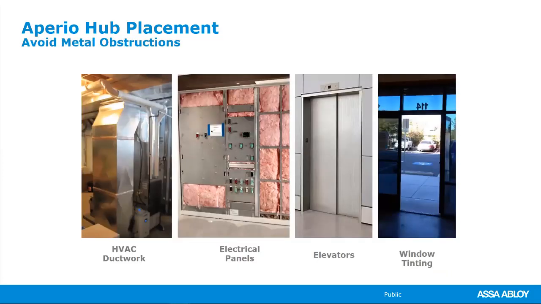So in addition to the things in the ceiling, we can change those. Things we can't change are HVAC units, electrical panels and closets, elevators, and window tinting. People might not think about window tinting, but it actually has little metal particles that help keep the heat out, but in some instances might affect the RF signal in a building.